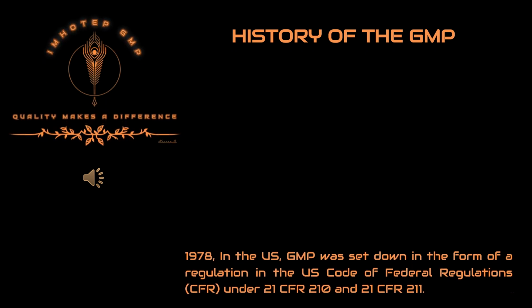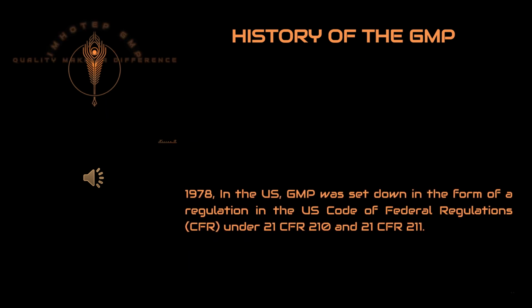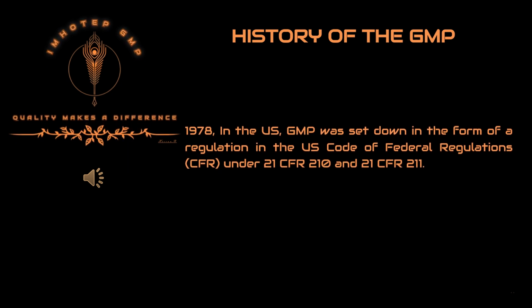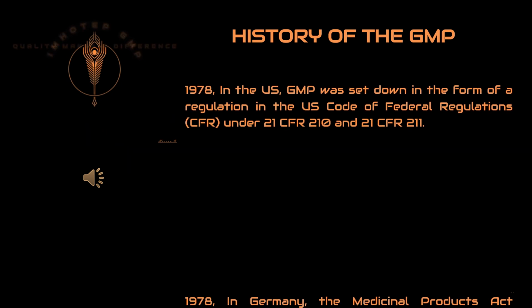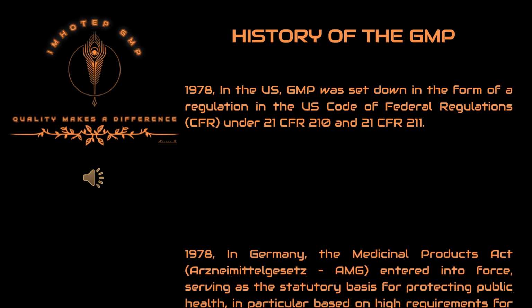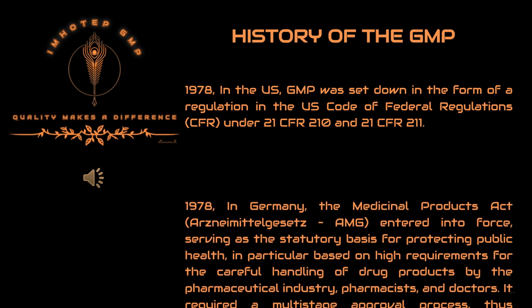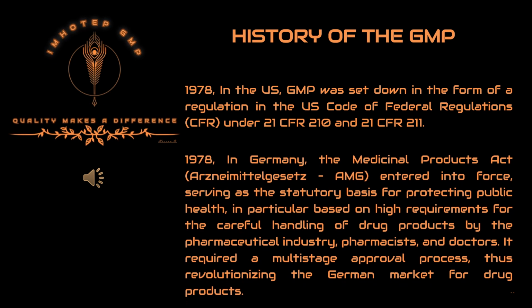1978. In the U.S., GMP was set down in the form of a regulation in the U.S. Code of Federal Regulations, CFR, under 21 CFR 210 and 21 CFR 211.